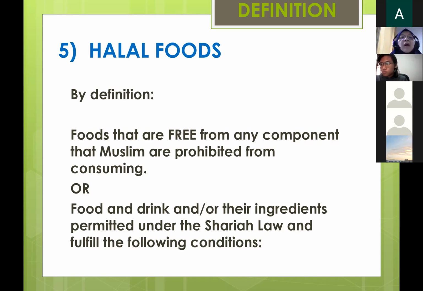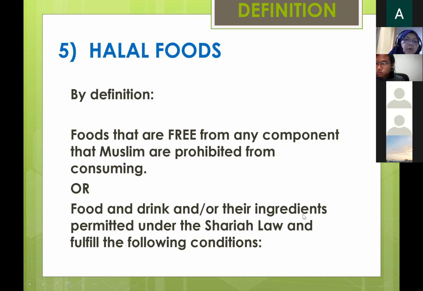Some say halal food is food that is free from any components that Muslims are prohibited from consuming, meaning free from haram components. If that food contains haram things, we can't eat it. It's not halal, it's haram. But if it does not have haram components, then it is halal, so you can eat it. That's the simple definition.